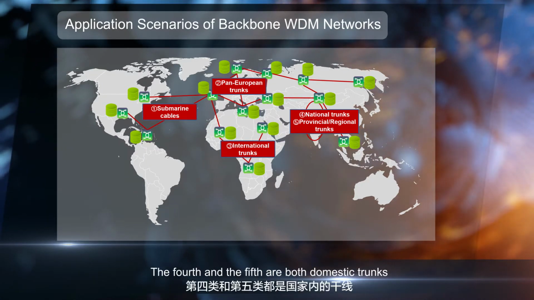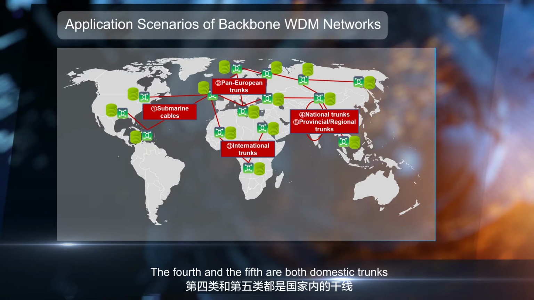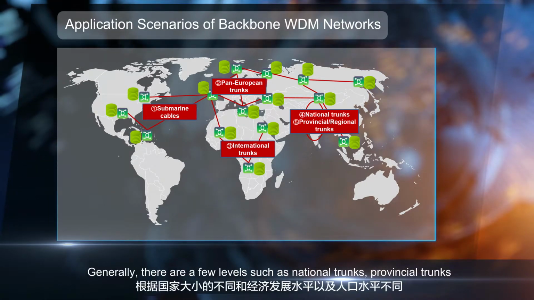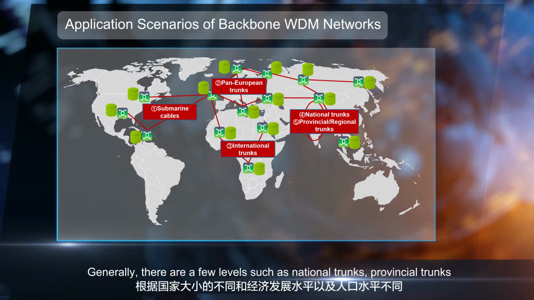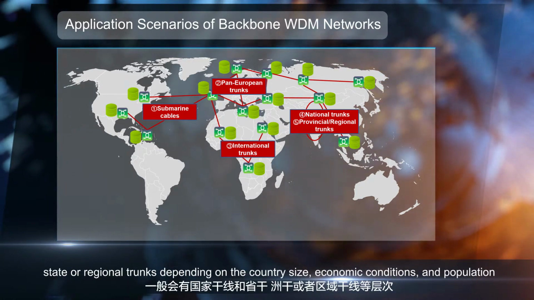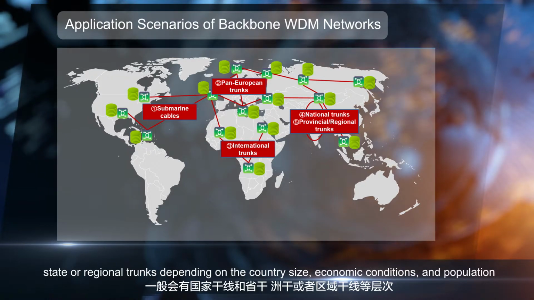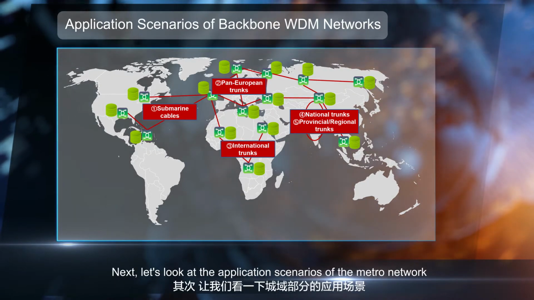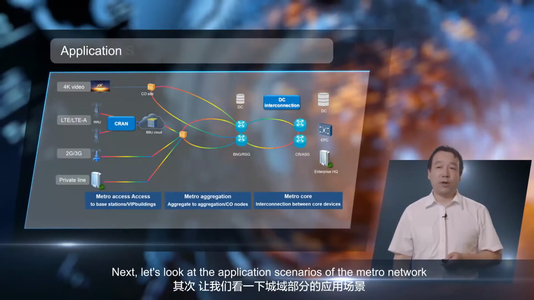The fourth and the fifth are both domestic trunks. Generally, there are a few levels such as national trunks, provincial trunks, state or regional trunks, depending on the country's size, economic conditions, and population. Next, let's look at the application scenarios of the metro network.